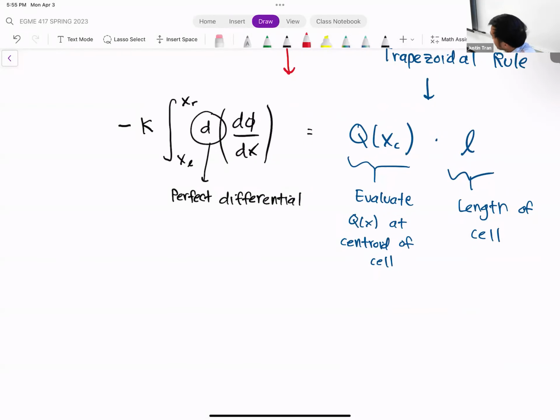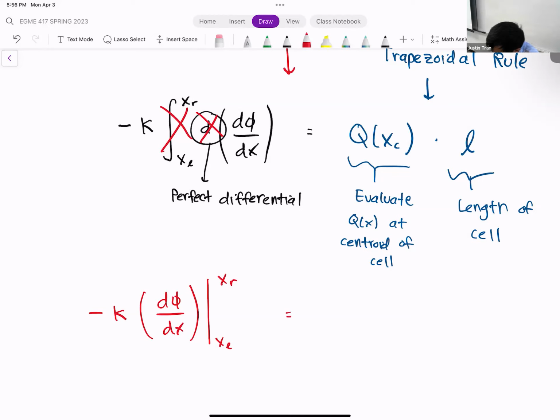On the left-hand side, we have a perfect differential, and so that's going to cancel out with the integral here. So on the left-hand side, we have minus k, and all we're left with is the function d phi dx. But we need to evaluate this at our integration bounds, so it's going to be evaluated from x sub L to x sub r. The right-hand side is going to stay the same: q of xc times L.